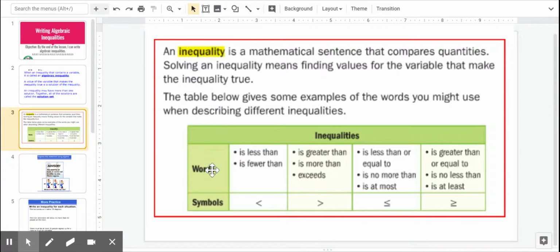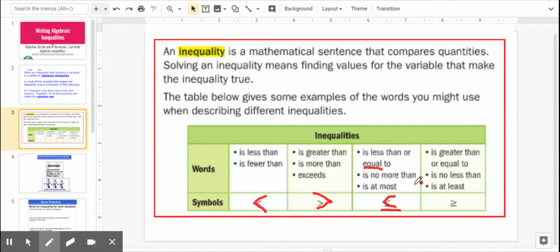Again, I want to remind you of a lot of these words and symbols that we saw the other day. The less than symbol looks like this, and it means is less than or is fewer than. This is our greater than symbol, which means is greater than, more than, or exceeds. Then we also introduced the less than symbol with the line underneath, which means it's less than or equal to.